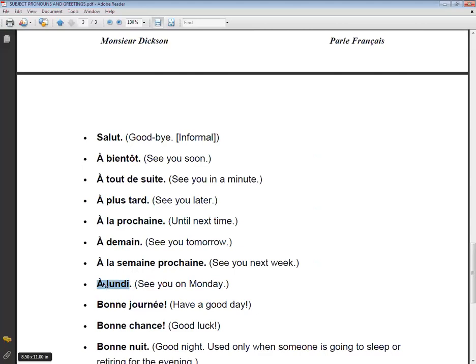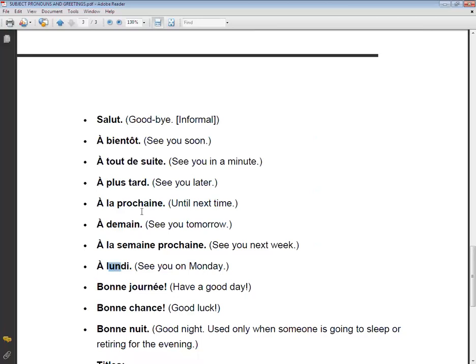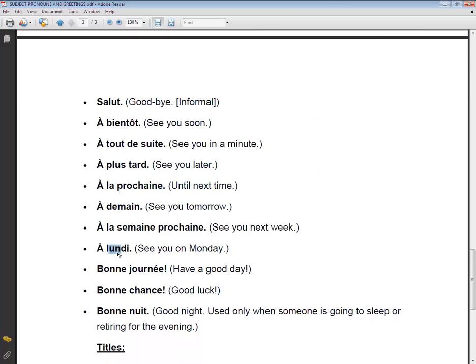So, how will you read this word? Lundi. Remember the UN, umbrella. Remember this one, lundi. The letter I is not silent. So we say lundi. Lundi is Monday. So à lundi means see you on Monday.